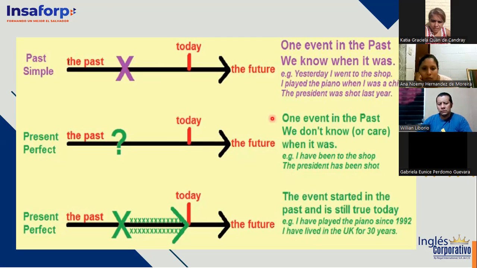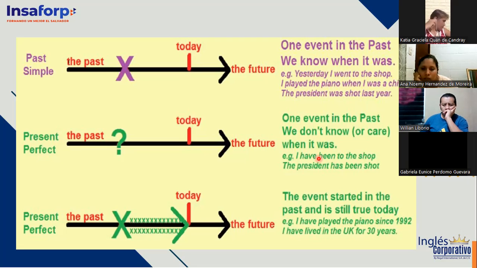So as it's saying there, something happened here, one event in the past that we do not know or we do not care about. For example, the first example, I have been to the shop. We go every single day, don't we? You go to the store every single day, so we can say, I have been to the store, instead of saying the shop. Probably some of you go every single day to the store to get some eggs, some cheese, some pasta, whatever, cream. But those are events that happened some minutes ago, some hours ago, and we do not care about them. Why?